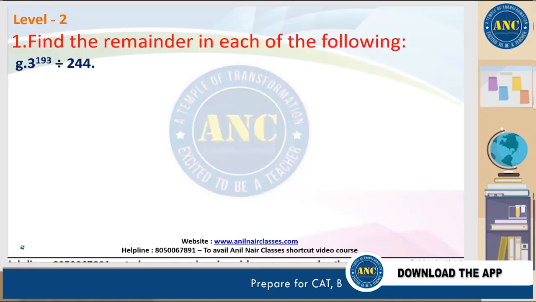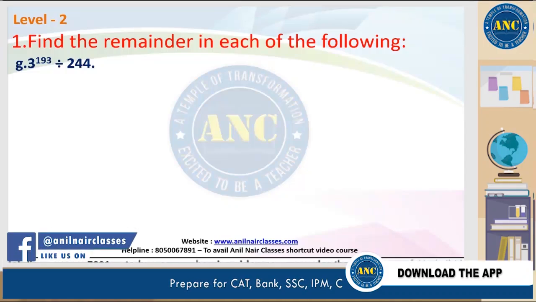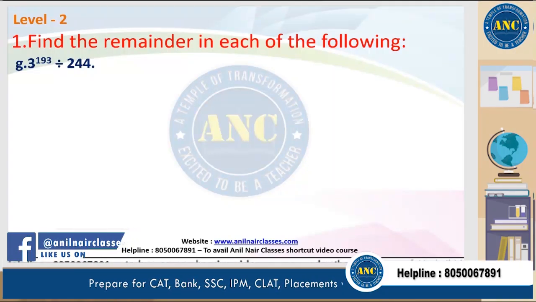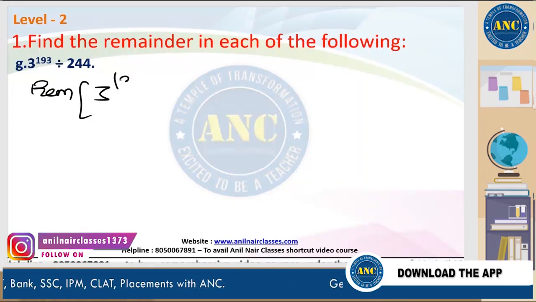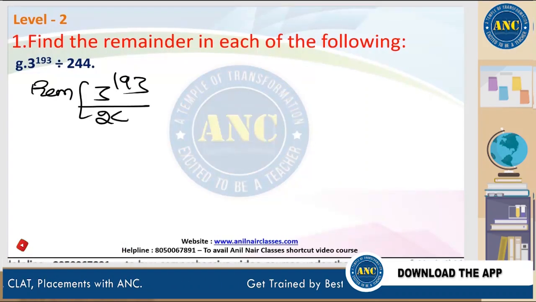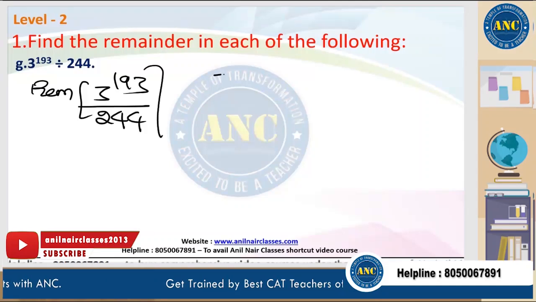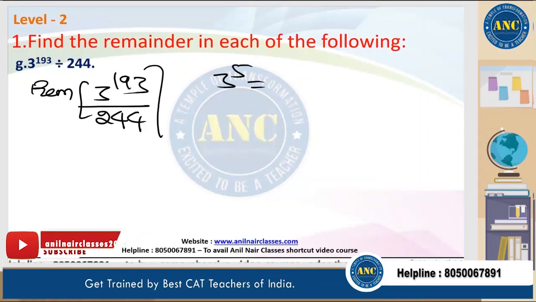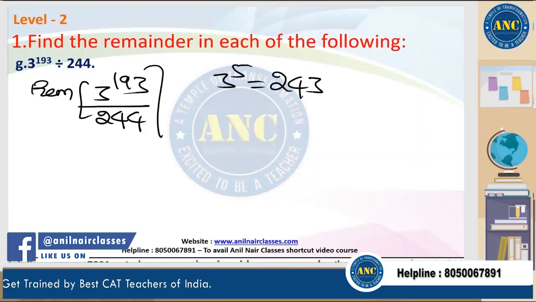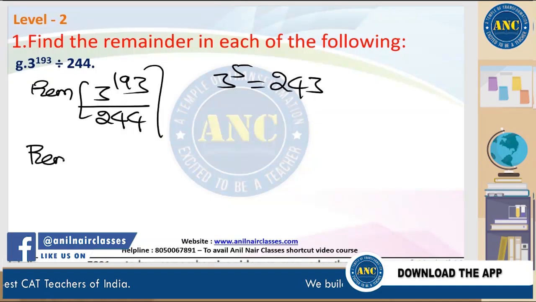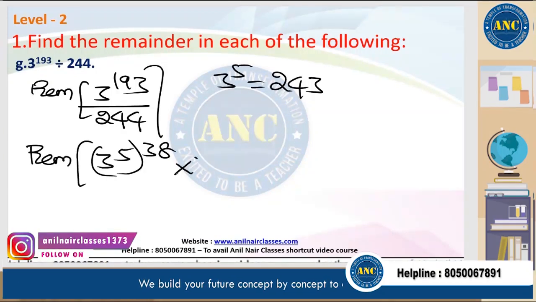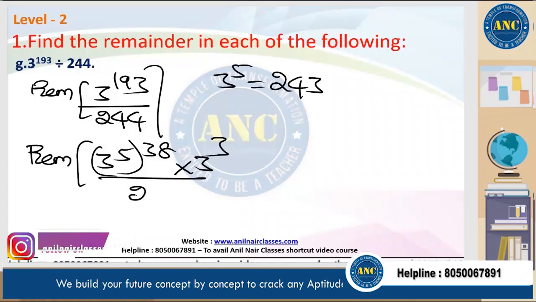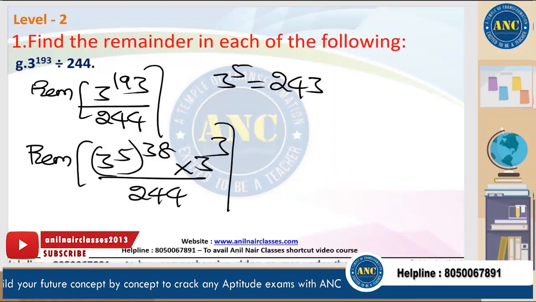Now 3 power 193 divided by 244. It's a very easy question. 3 power 193 divided by 244. Which power of 3, when divided by 244, will give plus 1 or minus 1? 3 power 5. So this is nothing but 3 power 5 power 38 into 3 power 3 divided by 244.